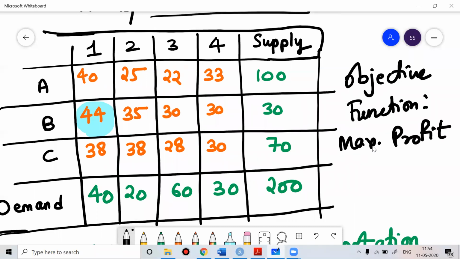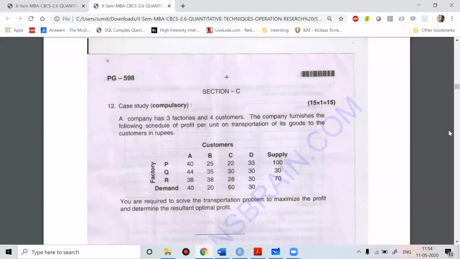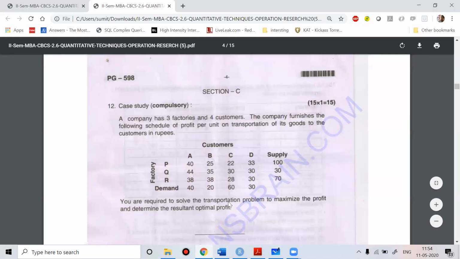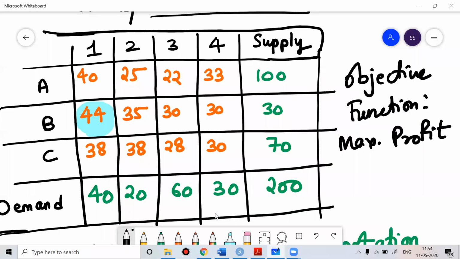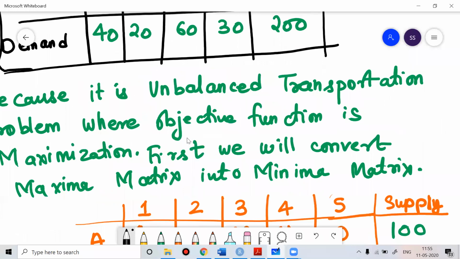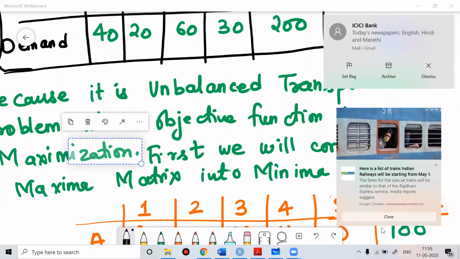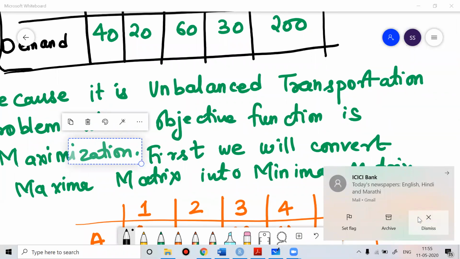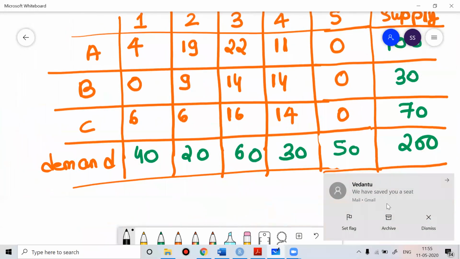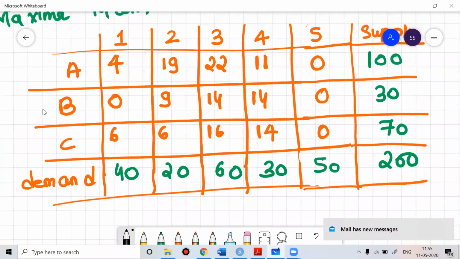If you see this problem, you are required to solve the transportation problem to maximize the total profit and determine the resultant optimal profit. So for this problem, you have to find the optimal profit. The final answer you get, you will put that allocation on this data, and then you will get the optimal profit. I hope you remember, we already did it like this in the previous class. The only difference was that the problem was a balanced transportation problem. Today we are doing an unbalanced transportation problem with the objective function of maximization. This is the kind of question that comes for your exam.